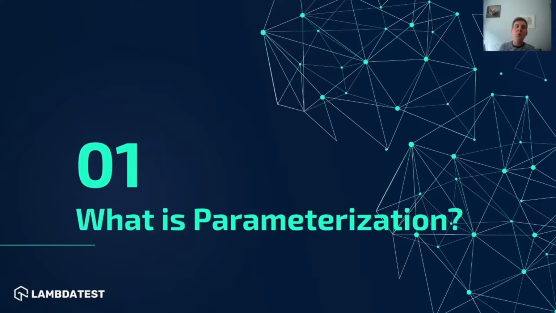Now, we could use parameterization to loop over our to-do test multiple times for different browsers, and therefore we don't have to run our test once and then change the capabilities and run it again. We can just allow those capabilities to be changed as our test is looped over multiple times.